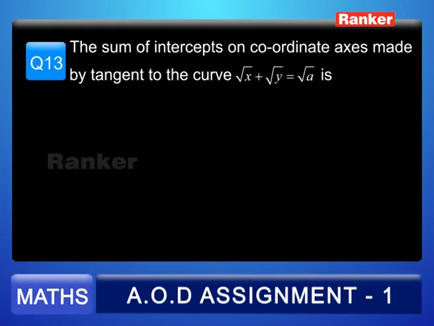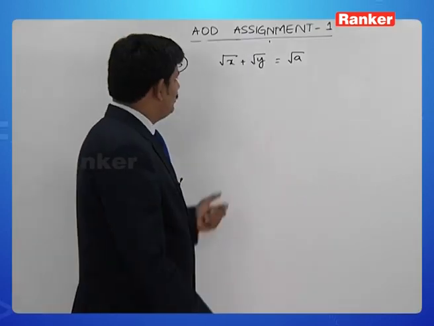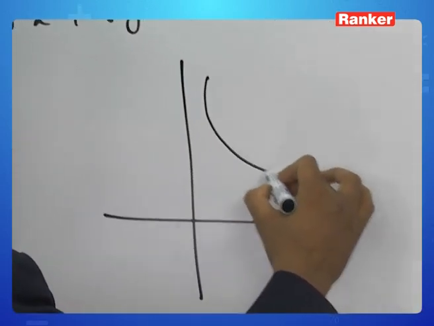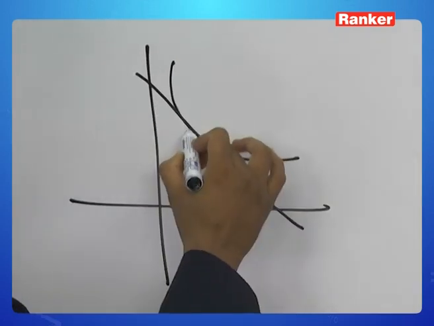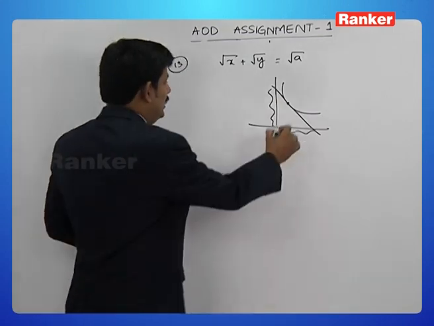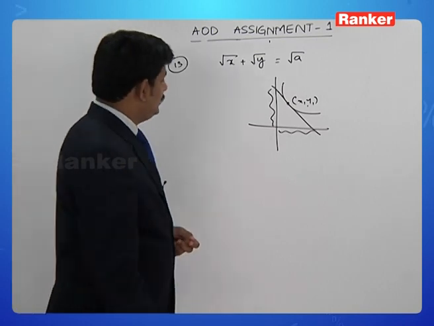Next question. The sum of intercepts on coordinate axes made by the tangent to the curve root x plus root y is equal to root a is: option A a, option B 2a, option C 2 root a, option D none of these. In this question, we are asked to find the sum of the intercepts made by any tangent line on the coordinate axes. We want the sum of these two intercepts. Let any point be x1 comma y1.